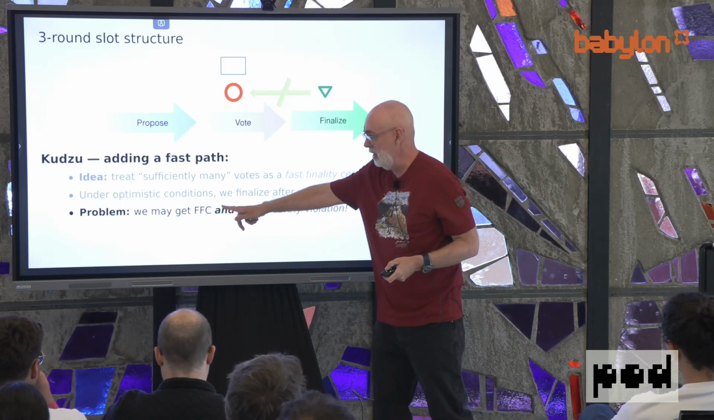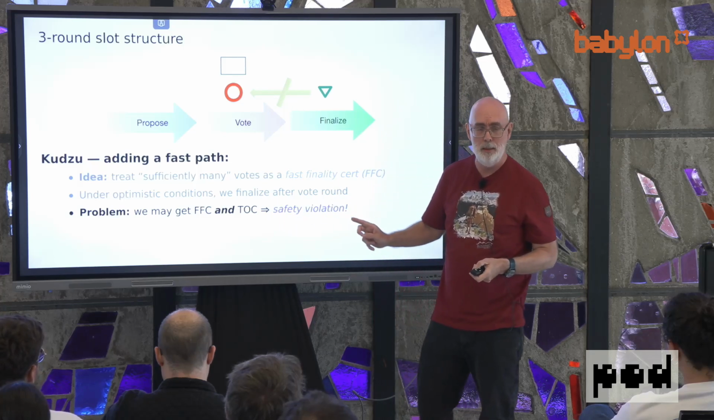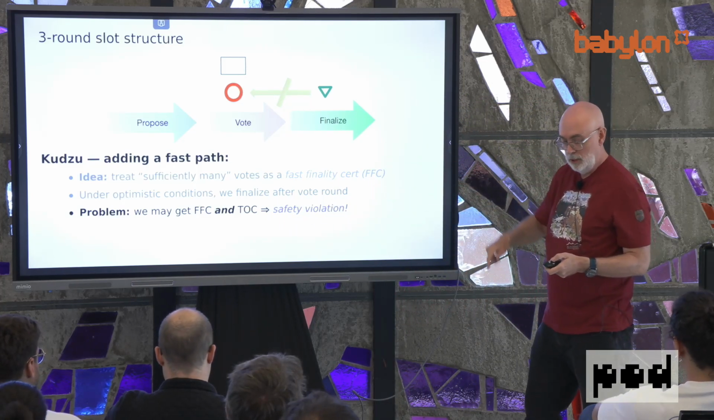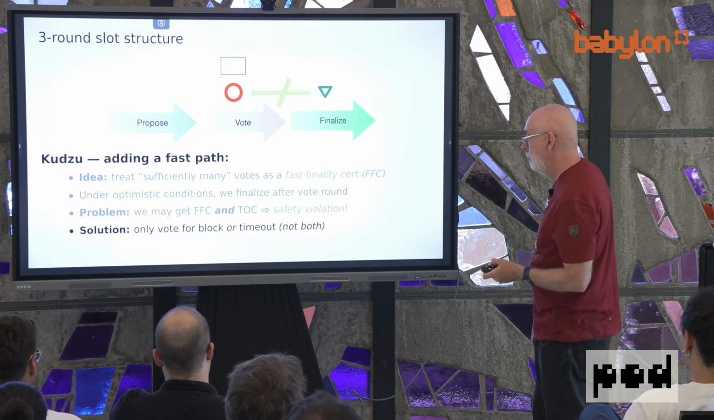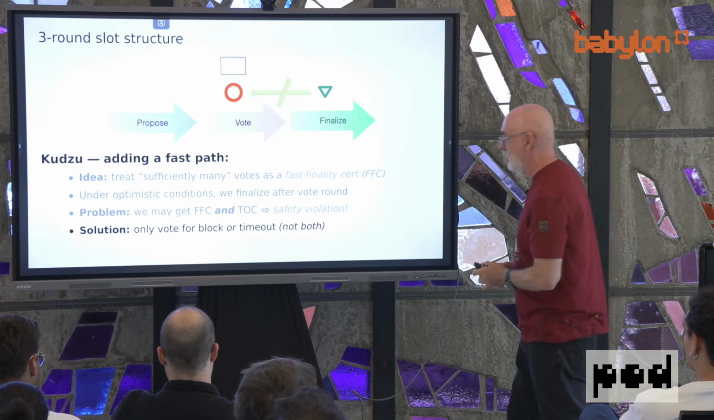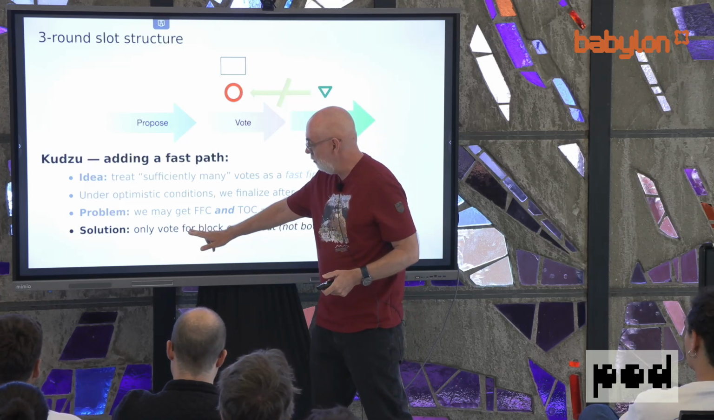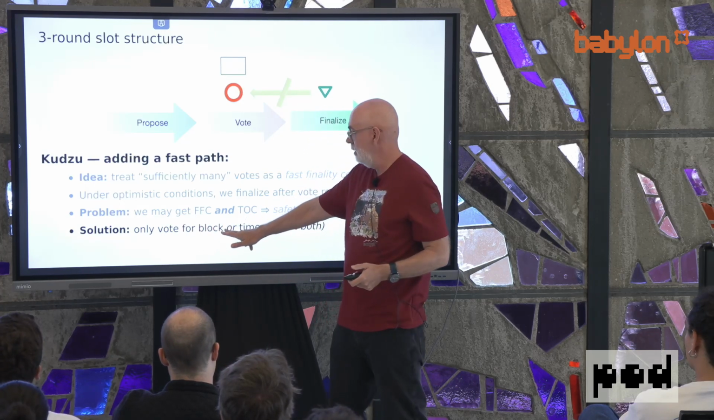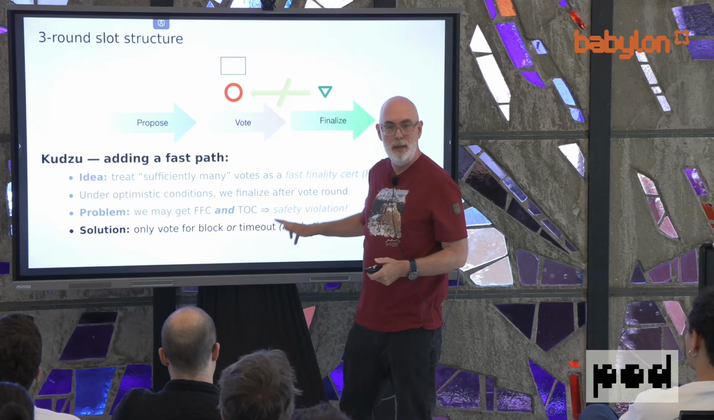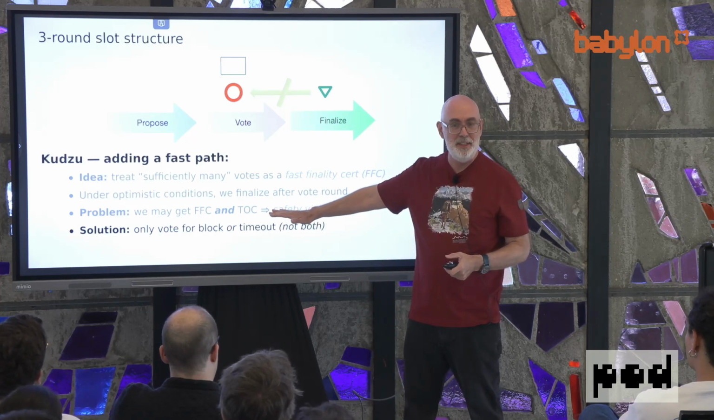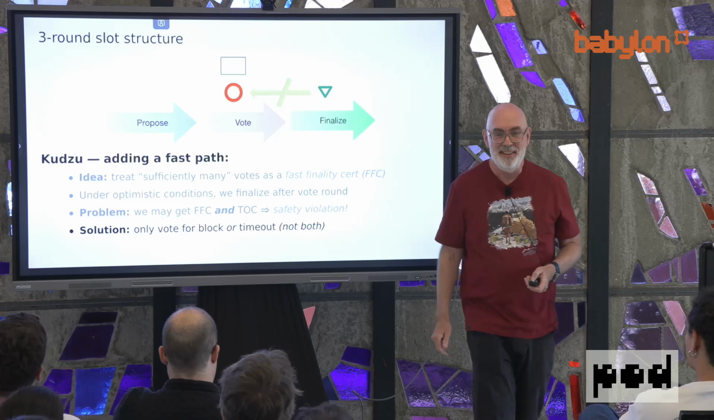We weren't supposed to be able to finalize and get a timeout certificate at the same time, because that would allow people to skip finalized blocks. Okay. Solution, partial solution. Let's change the logic so that we vote for either a block or a timeout, but not both. Well, then automatically we can't get a FFC and a TOC, right?